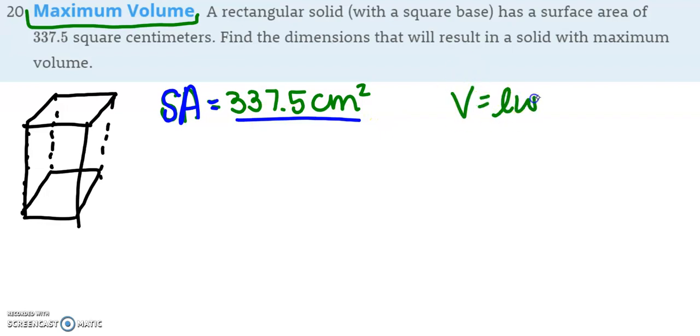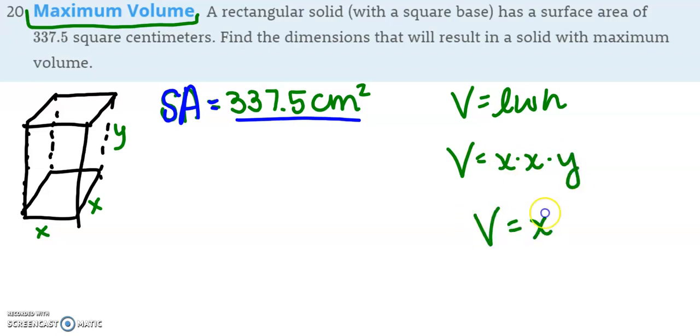So volume equals length times width times height. All right, well, it told me that this was supposed to have a square base. So I'll call those x and x, and I'll call this y, which means that my volume is going to be equal to x times x times y, or volume equals x squared y. So this is what I need to do the calculus on because I want to find the maximum volume.